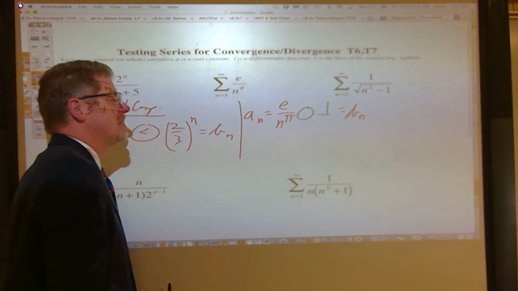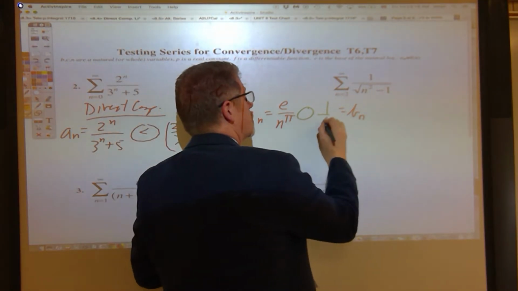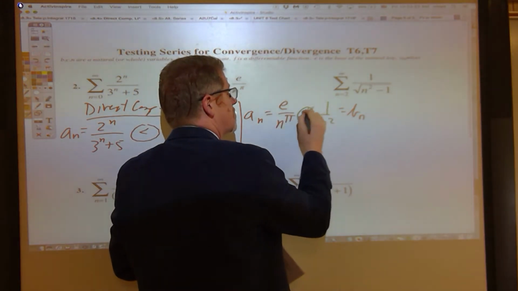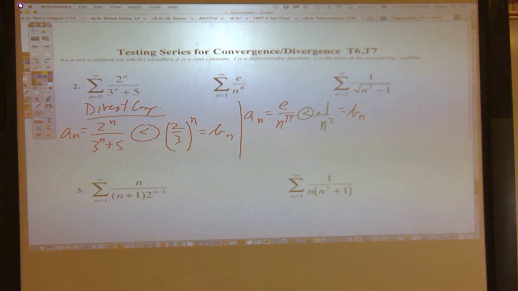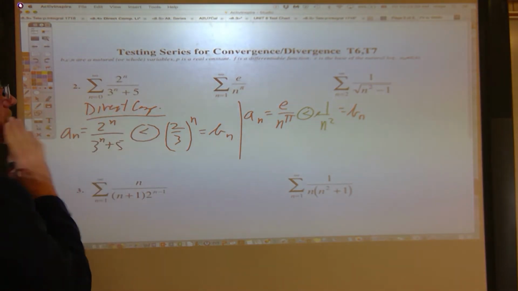So since 7 didn't work, what do you recommend I use? 2. Let's go n squared. Because now this is clearly bigger, so it's going to be smaller. Now we got it. Now it's sandwiched between 0 and a convergent P series. So that's the kind of thinking you use.